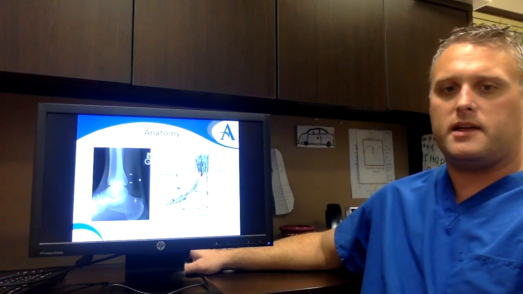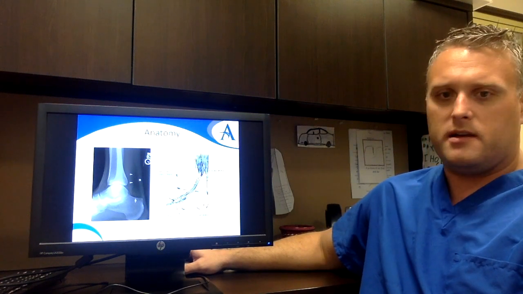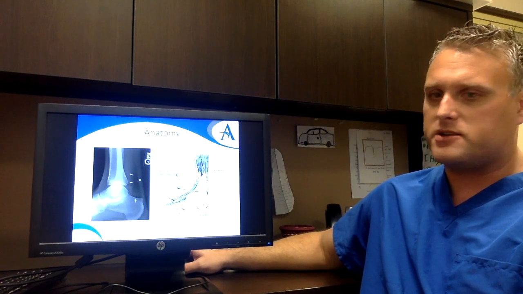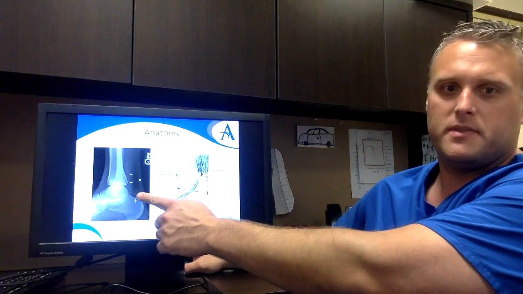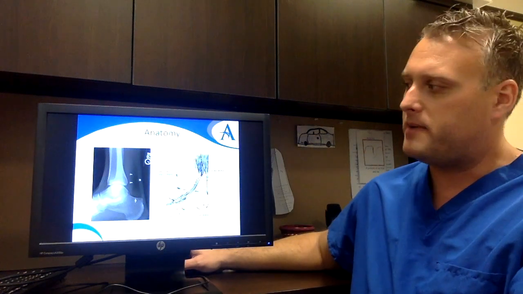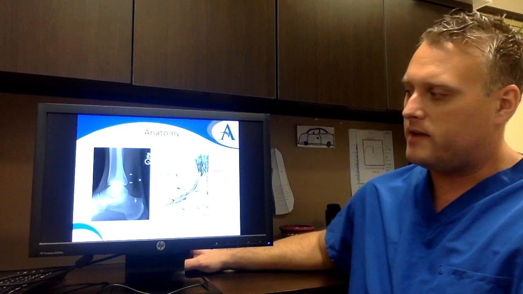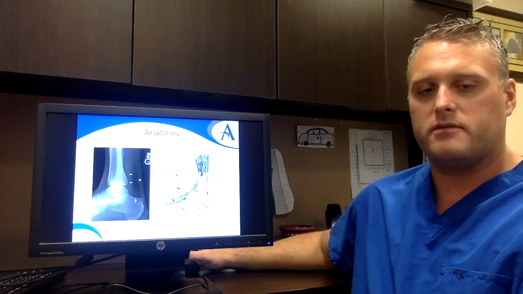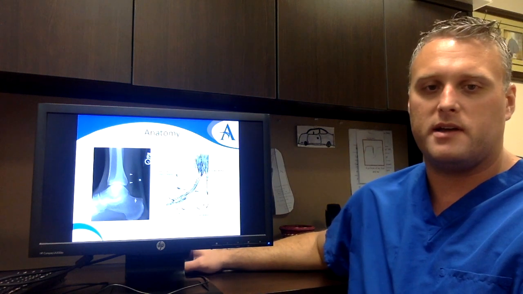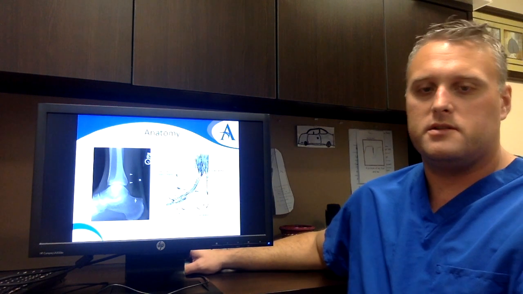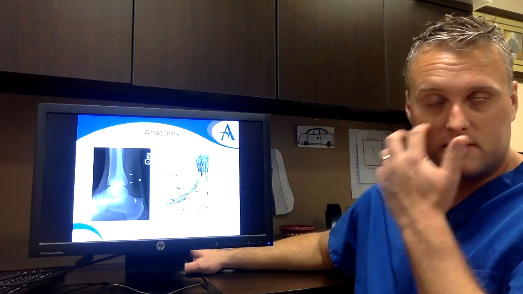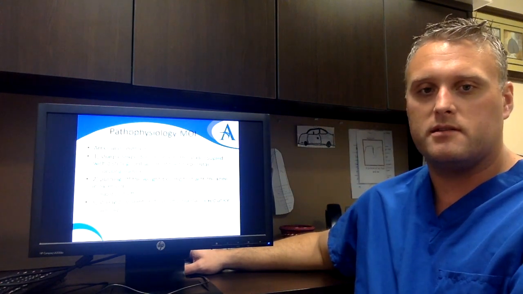On X-ray analysis, you'll have this little black triangle in the back here, and that's representing Kager's fat pad, which is a triangle of tissue. When this is obliterated, you know you have a tear just on X-ray analysis alone. This is an important area of inflammation as well as blood supply for the Achilles tendon.